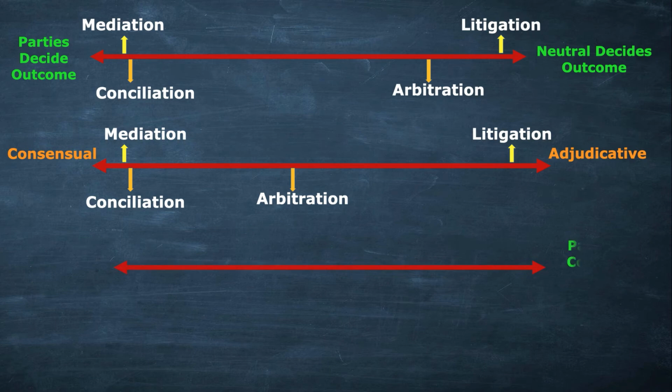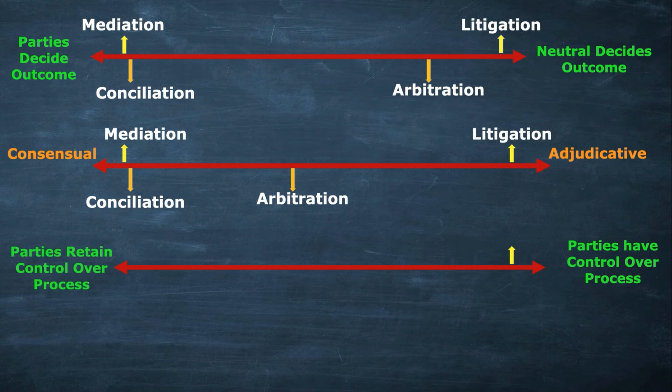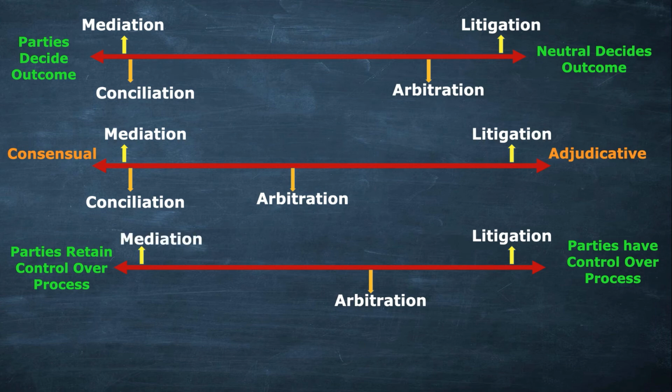Now check out another continuum. What is it about? That is, parties have control over process and parties retain control over process. Again, litigation is very close to parties have control over process, and arbitration is also towards parties have control over process, though somewhat less. The next one is mediation. Of course, parties retain control over process. And again conciliation. The same difference on every continuum you can see here.